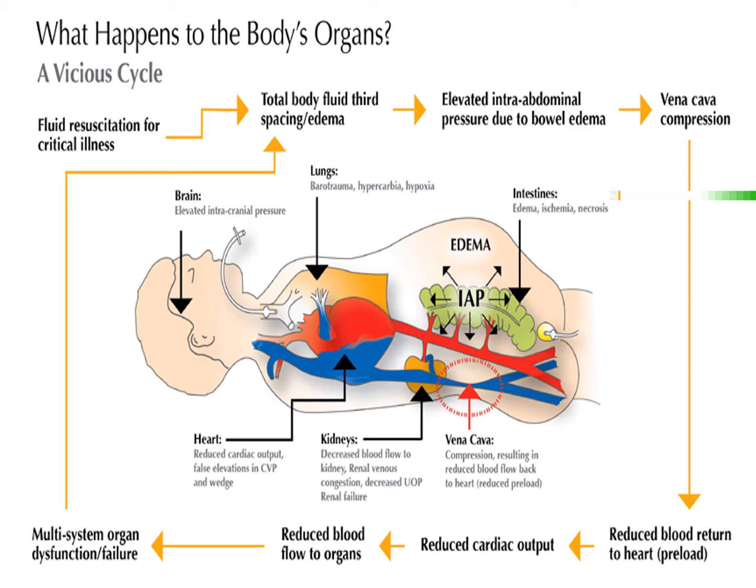This edema can also compromise or compress the vena cava. The vena cava is necessary for us to have adequate blood return. It's good flow through the vena cava. So this compression of the vena cava can then reduce blood return to the heart or reduce preload. A reduced preload is going to result in reduced cardiac output. So this compounds the problem that we have with patients that are in low perfusion states if they get too much third spacing of fluids.